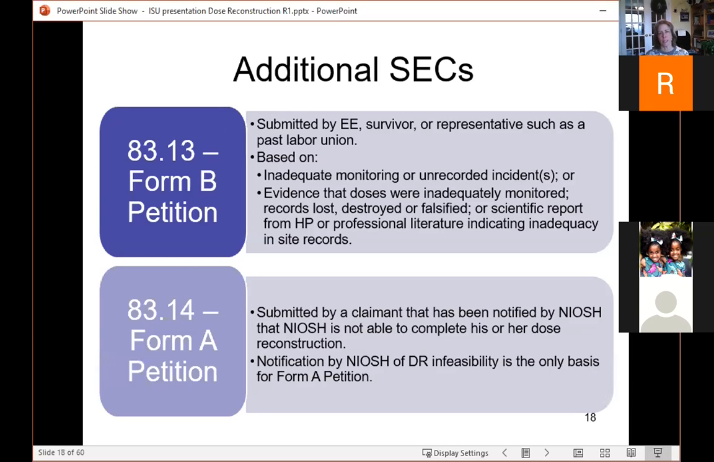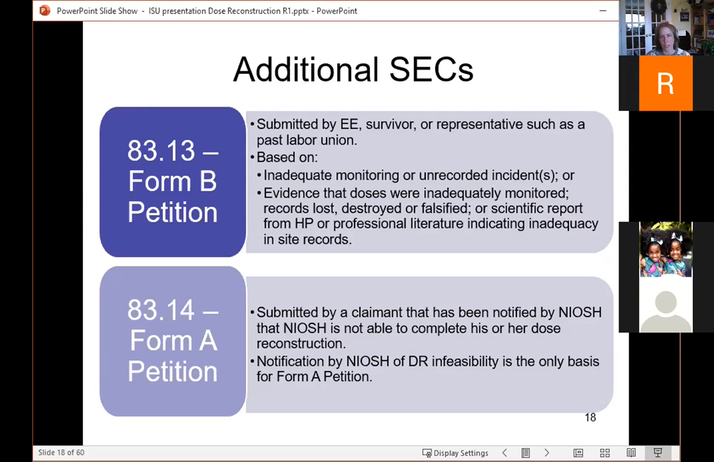So I mentioned additional SECs can be established, and there are quite a few that have been added since the beginning. These can be done by somebody submitting a petition. That can be an EE, energy employee. That can be someone who worked at a site, a survivor, or a representative of a labor union or somebody associated with the site. And it has to be qualified. It has to have particular information associated with it that would qualify it for review, and then evidence submitted.